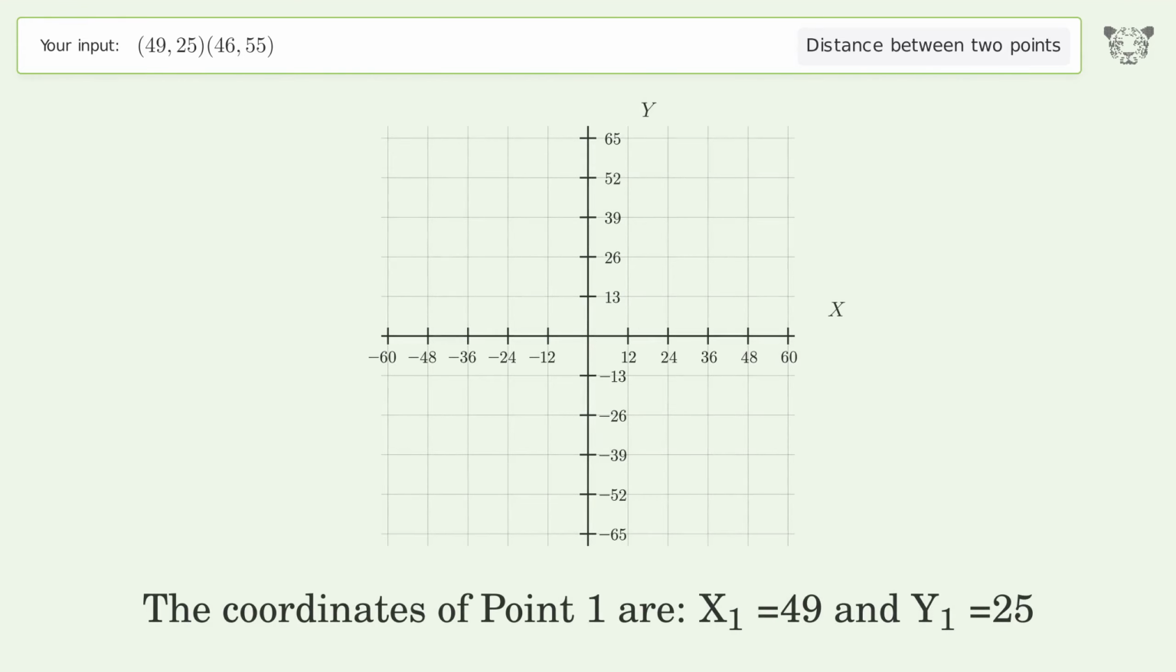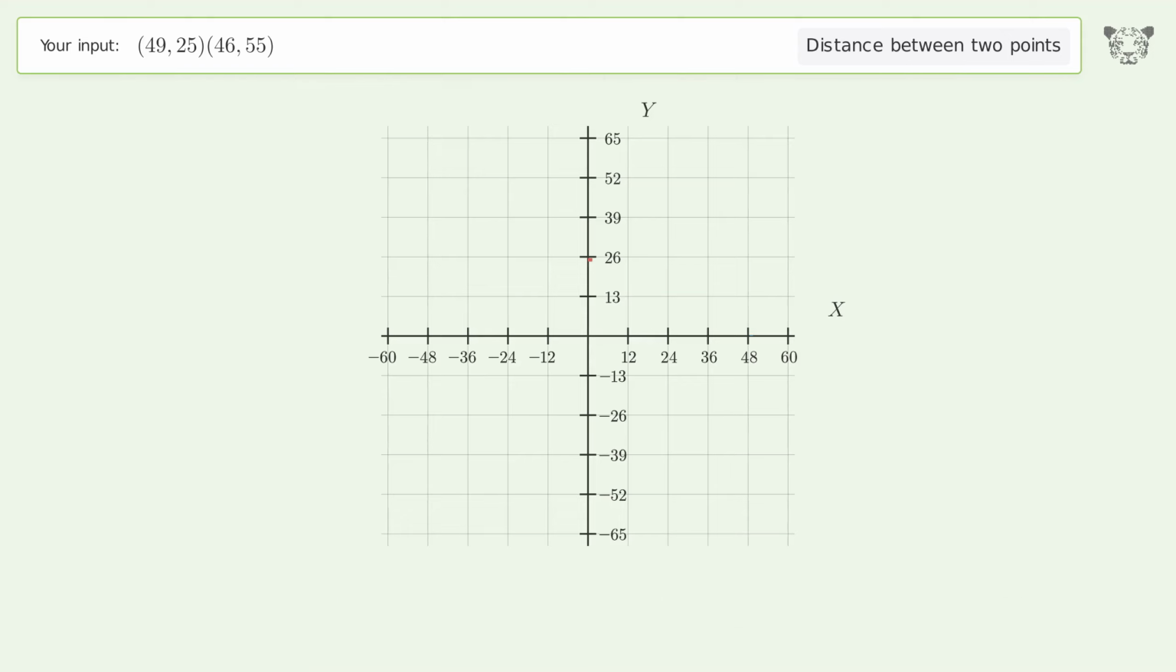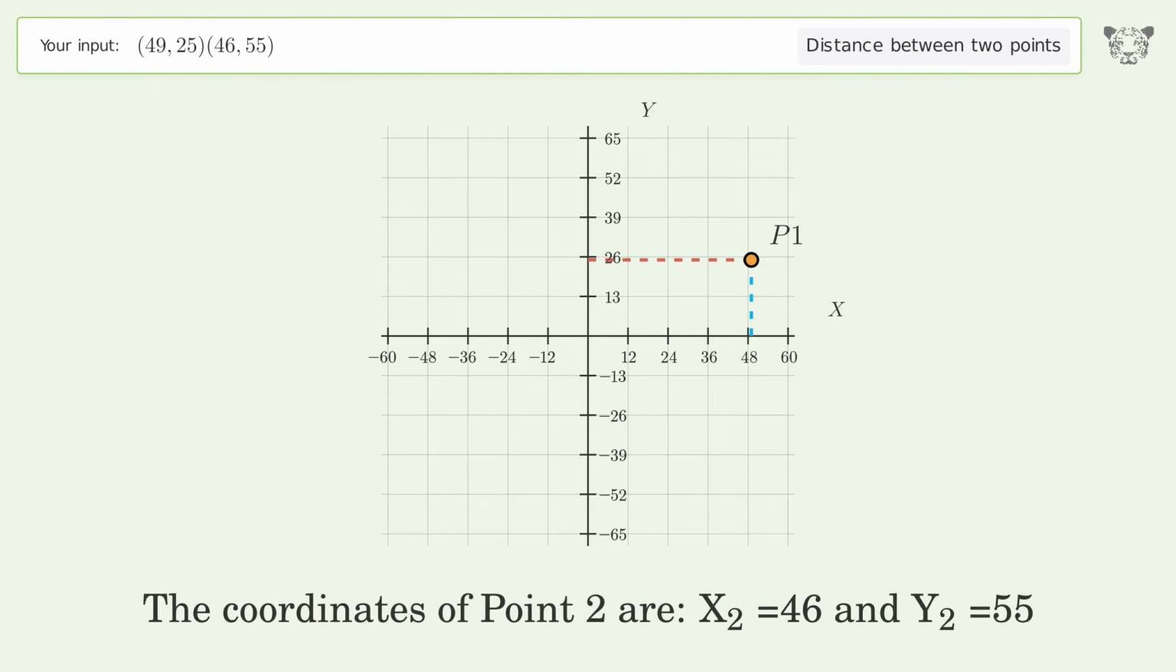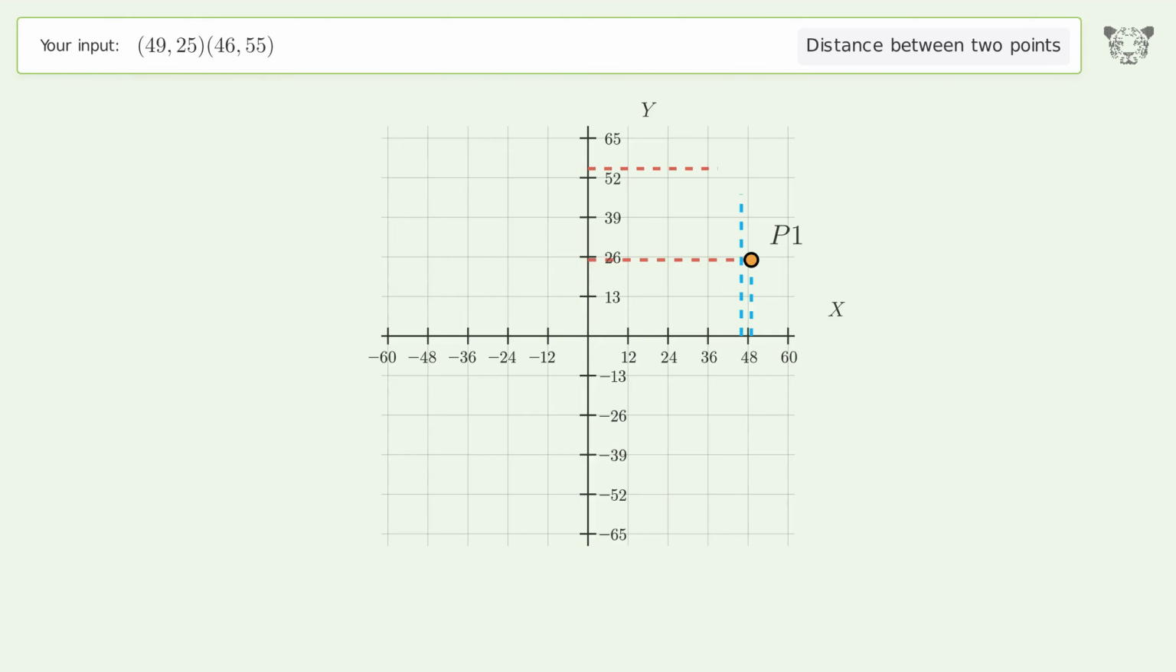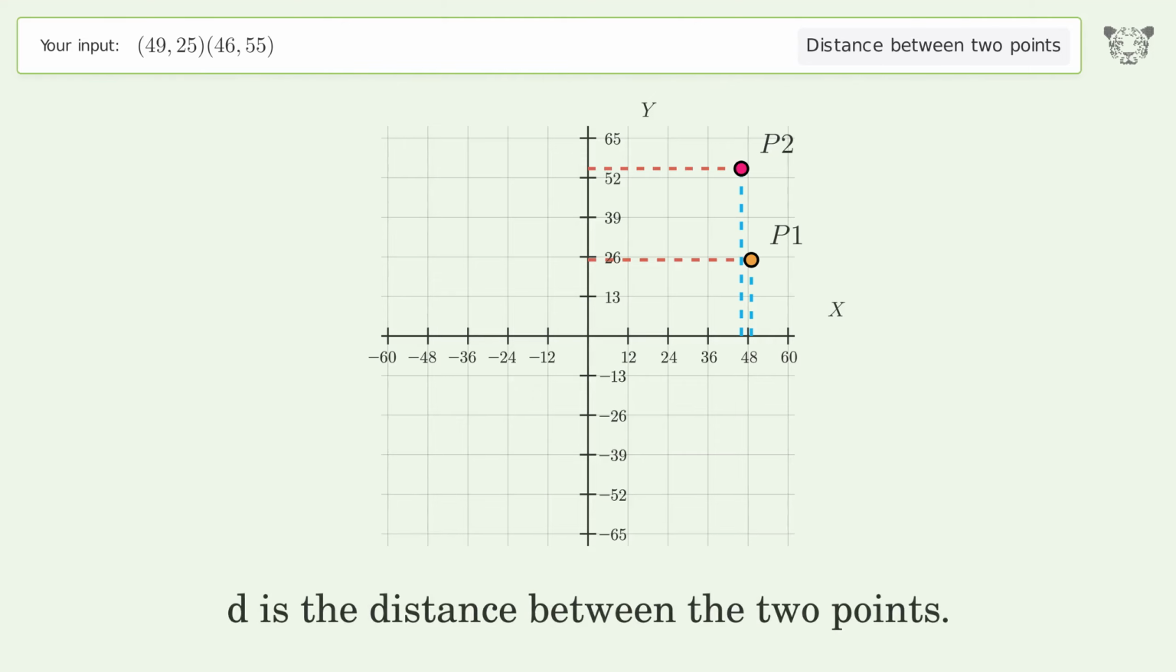The coordinates of point 1 are x1 equals 49 and y1 equals 25. The coordinates of point 2 are x2 equals 46 and y2 equals 55. D is the distance between the 2 points.